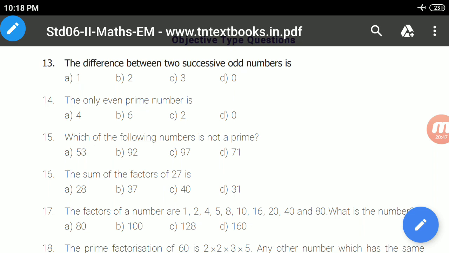Which of the following is not a prime? You can very well tell that by seeing it itself. A number that ends with 2 is always divisible by 2. So 92 is the answer.